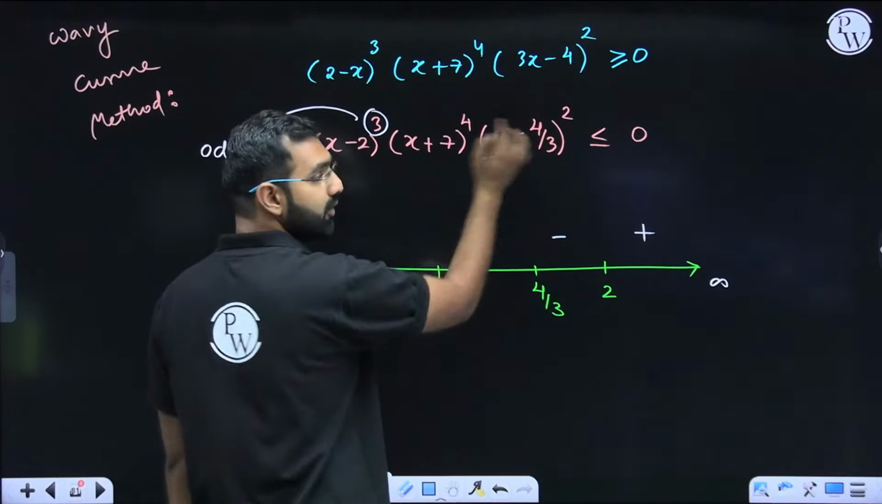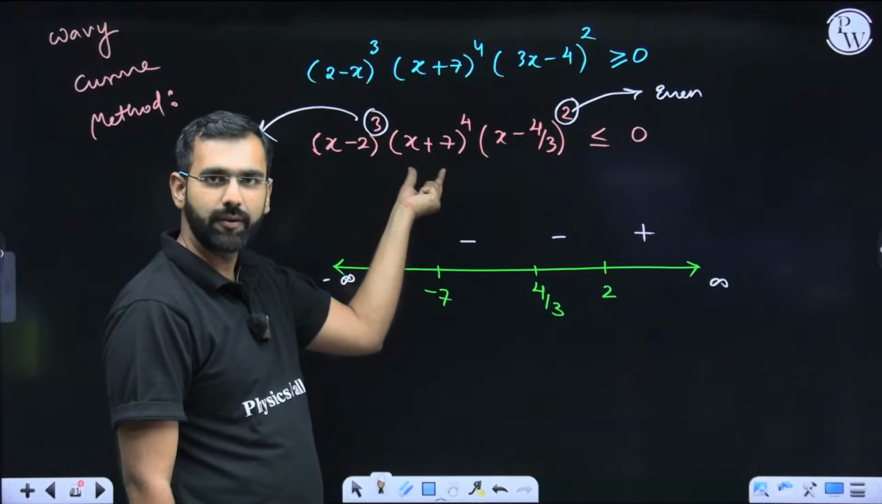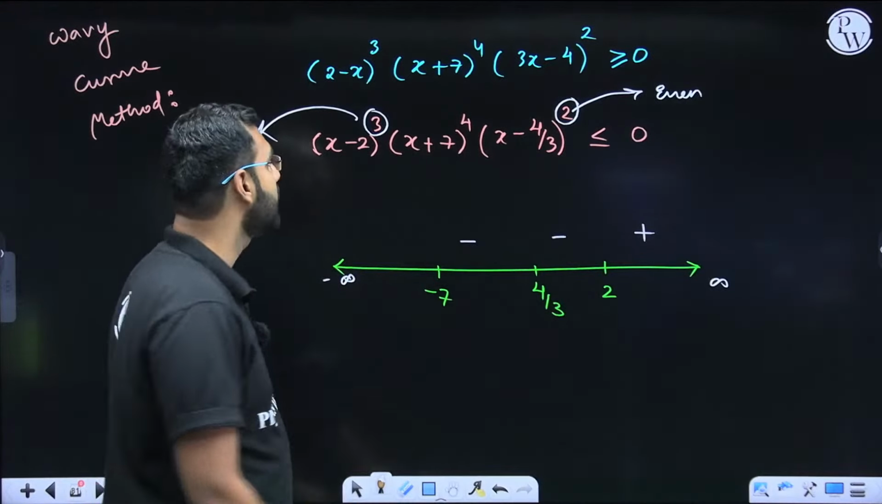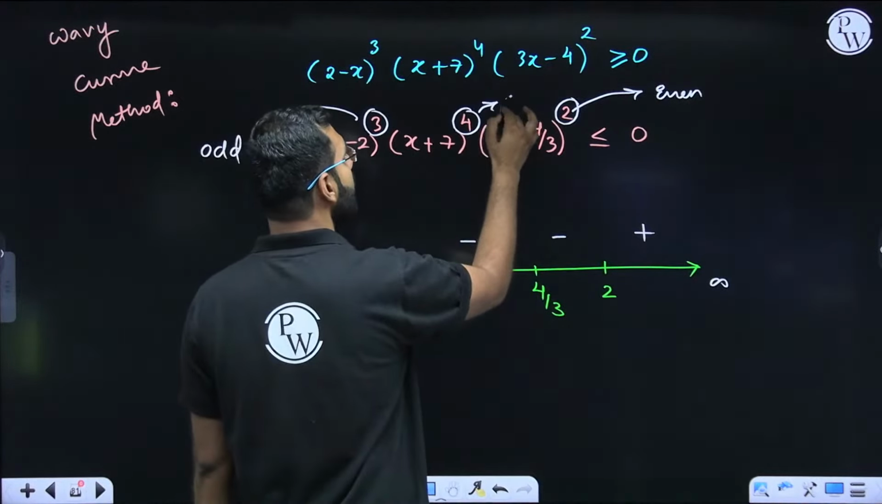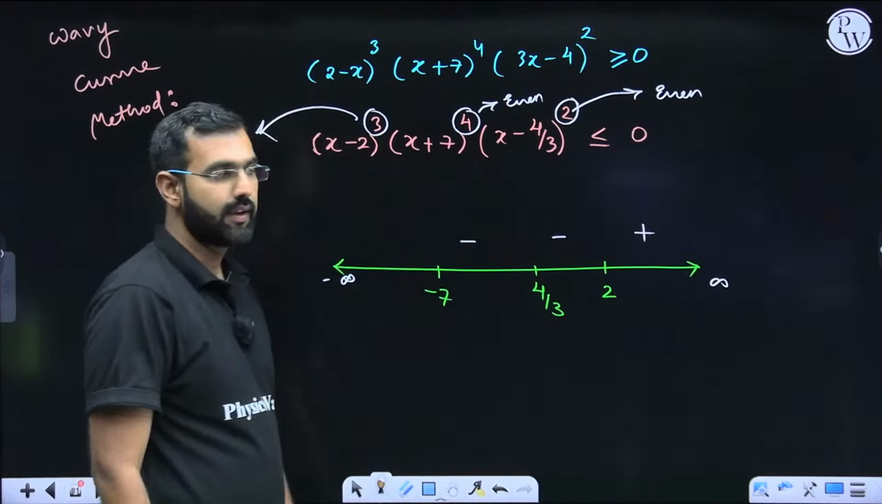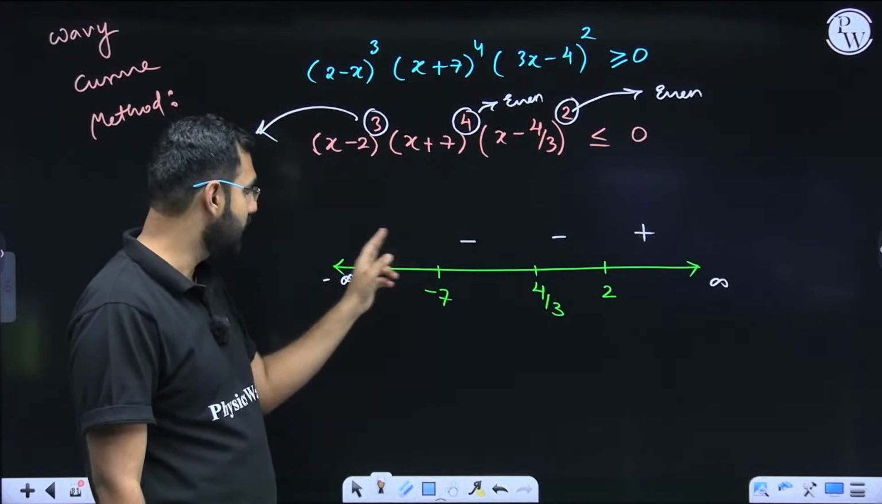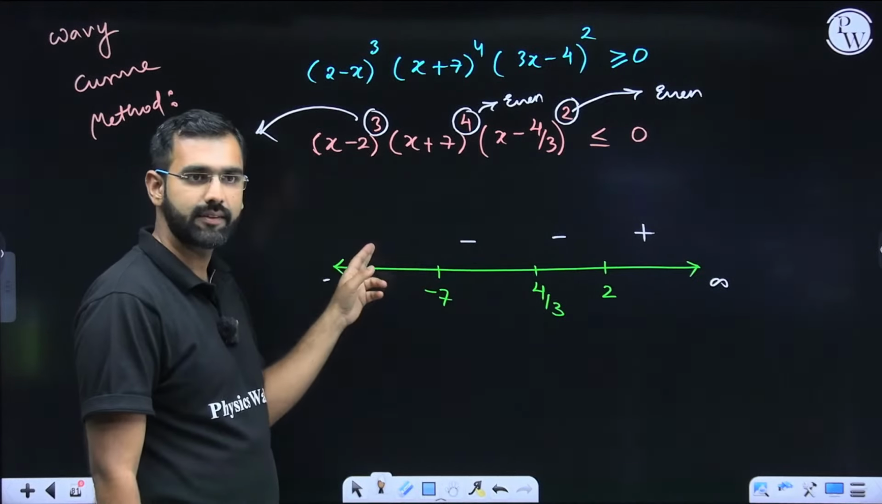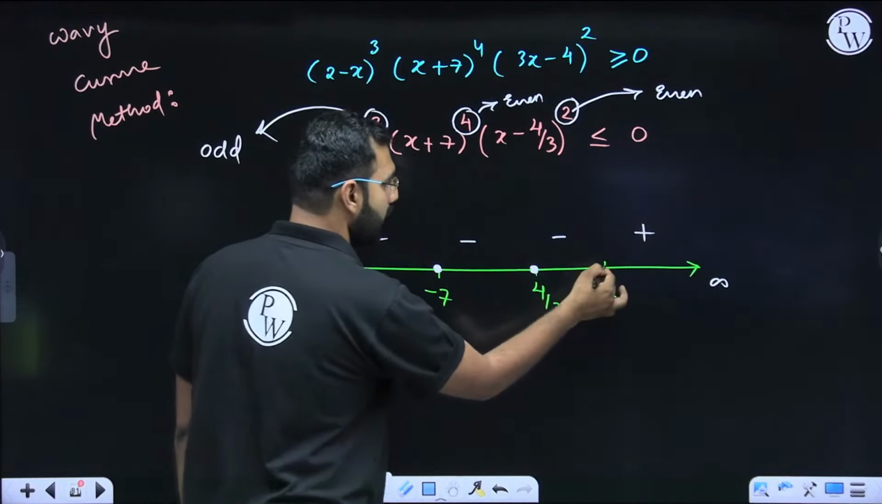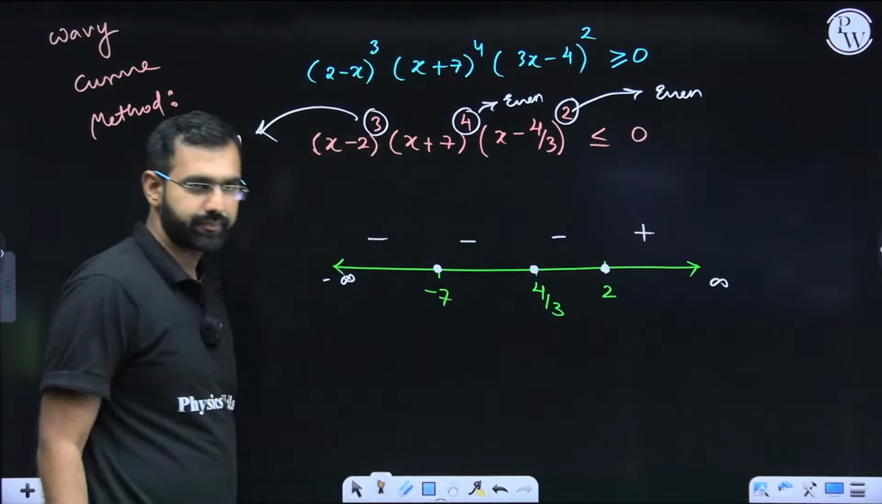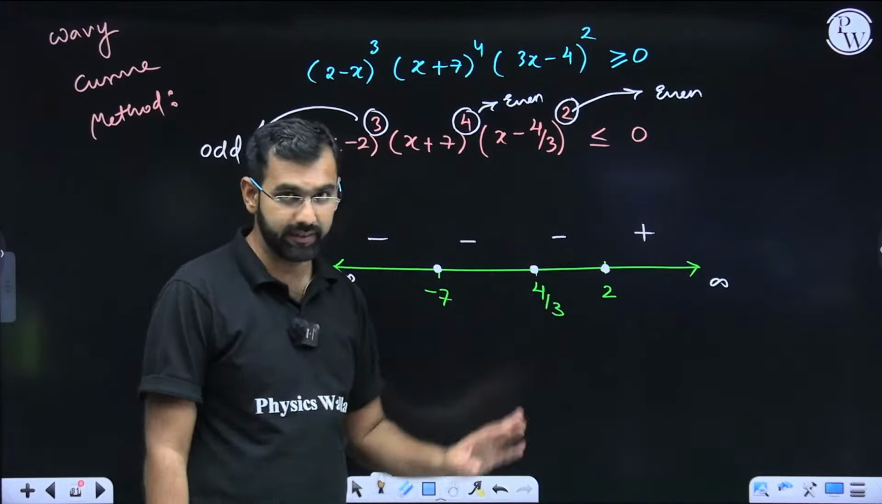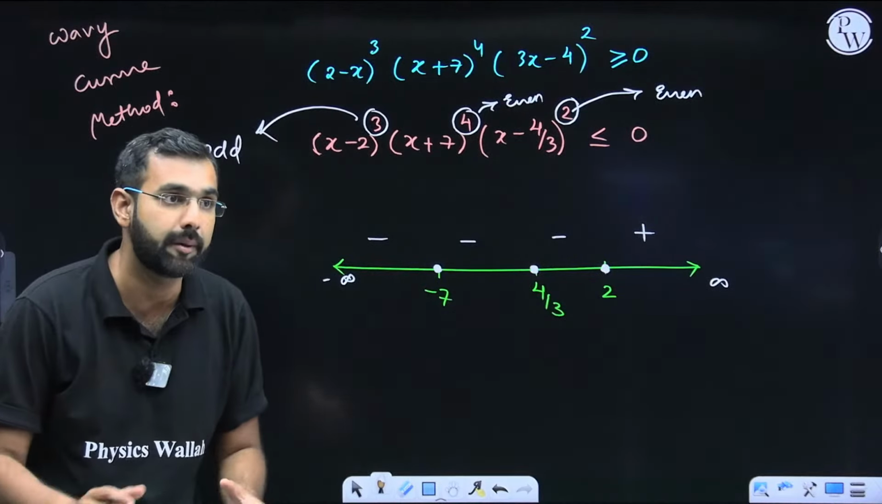Now, let's look at this minus 7. I got this minus 7 from this factor. The power of this factor is what? Even. So if this 4 is again even, the sign doesn't change. Had it been odd, the sign would have changed and it would have been plus. But since it is even, the sign won't change and it will still remain negative. Everybody got this? I hope you're with me on this. Although equal to 0 is also there, so I will not hesitate in including minus 7, 4 by 3 and 2 in my answer. Because at these values it is becoming 0, and those points I have to keep in my answer.